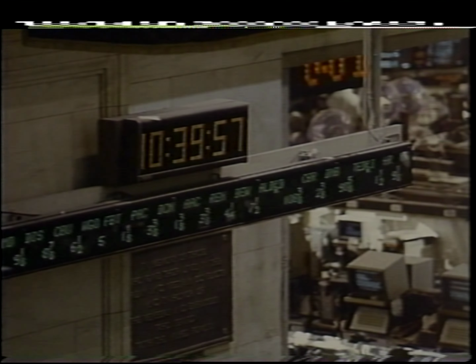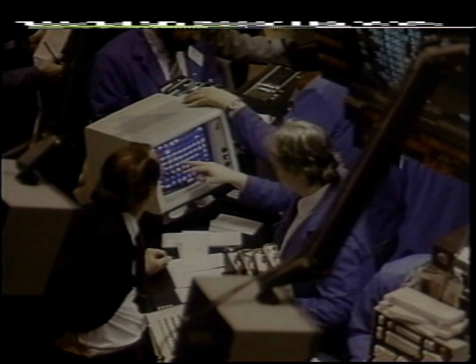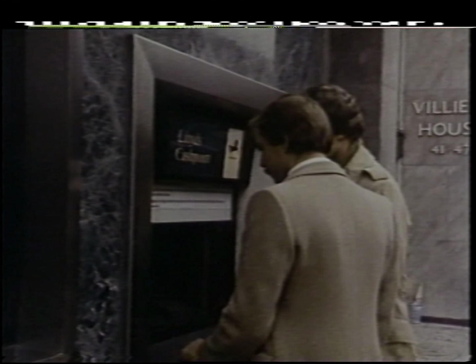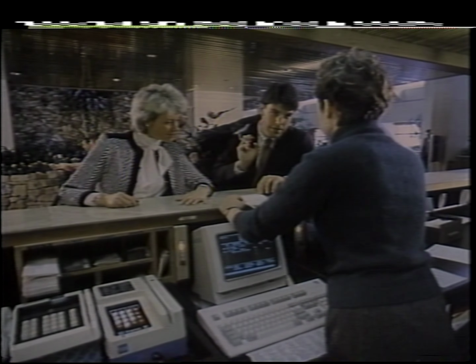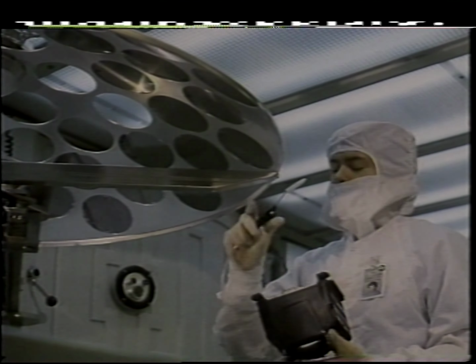We can tap the store of information that flows through financial nerve centers, like the New York Stock Exchange. We can take for granted conveniences like all hours banking, faster checkout lines, making travel arrangements. We have only begun to tap the possibilities.